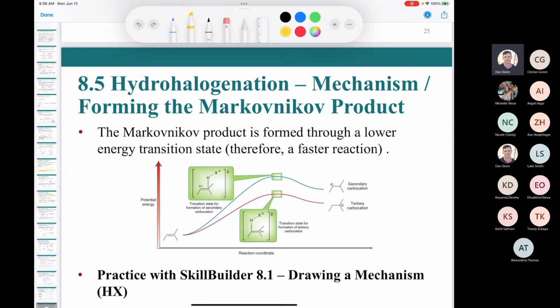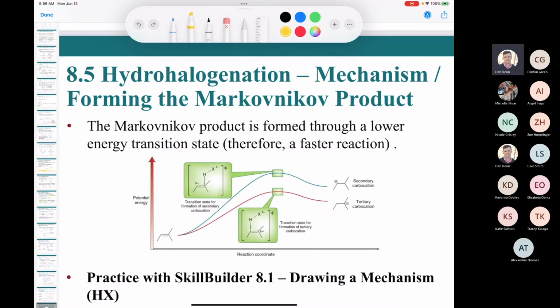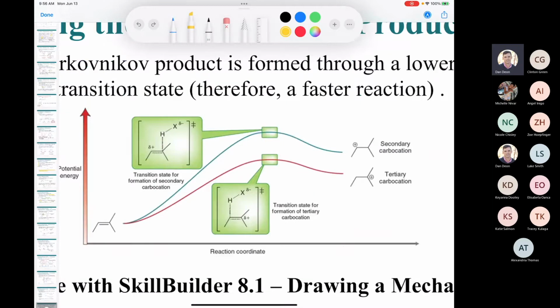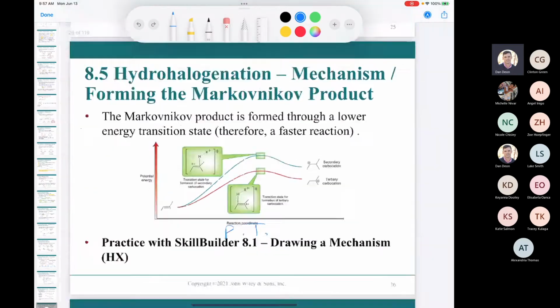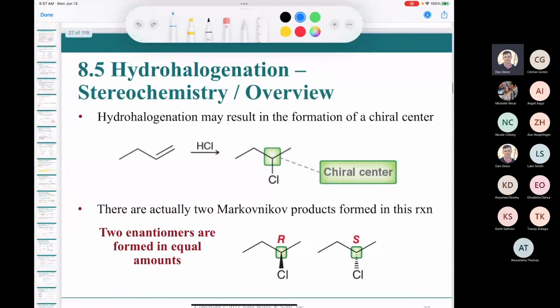This is what I tried to sketch a few minutes ago, where I said this is the first step, just the proton transfer. And I said the activation energy to get to the secondary carbocation is higher and it's less stable. So that's not good. And that's enough about that.